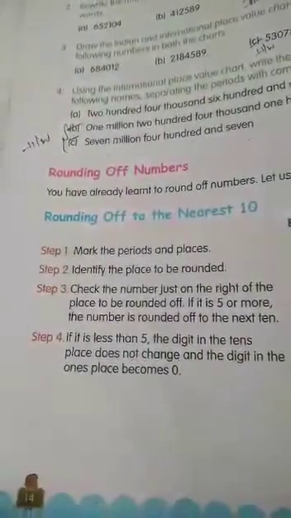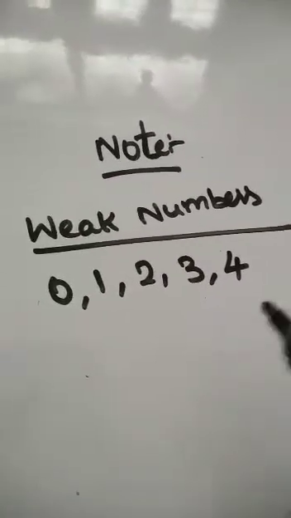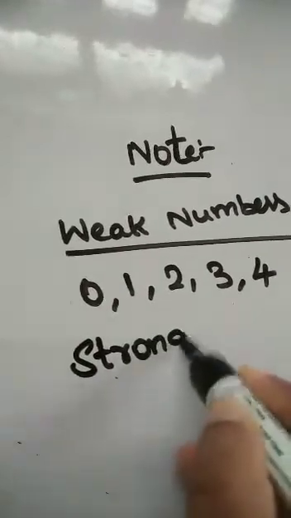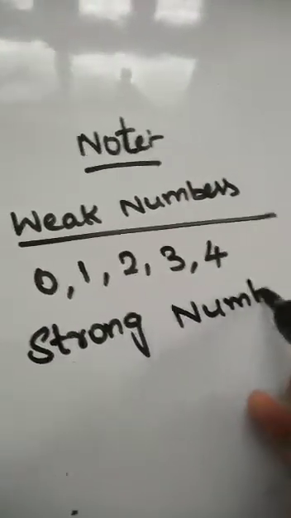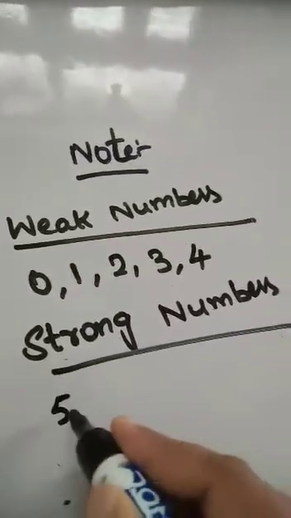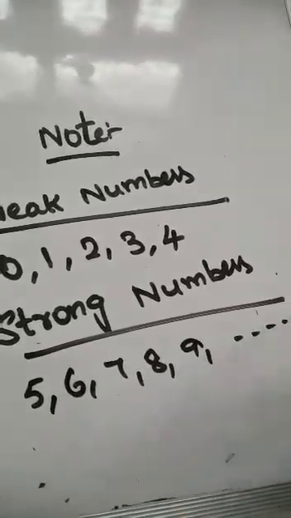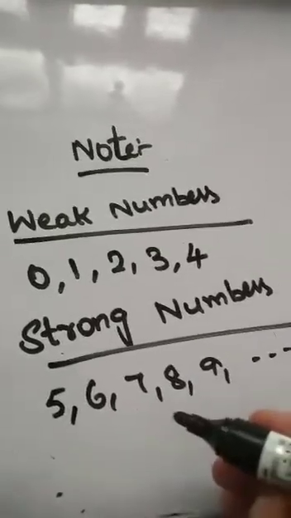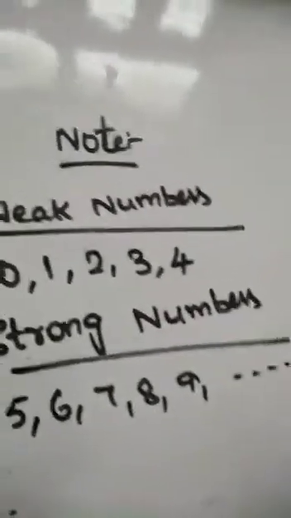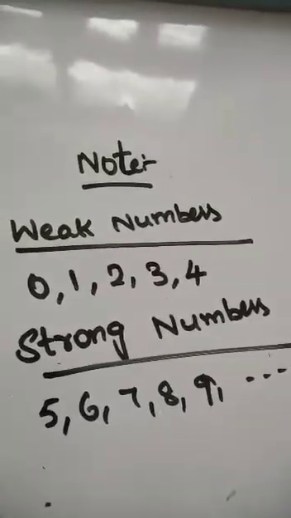Before this topic, you have to know what are weak numbers and strong numbers. Weak numbers are 0, 1, 2, 3, 4. Next, strong numbers. Strong numbers start from 5: 5, 6, 7, 8, 9, and so on. So these are weak numbers, 0 to 4, and these are strong numbers, 5 to 9.